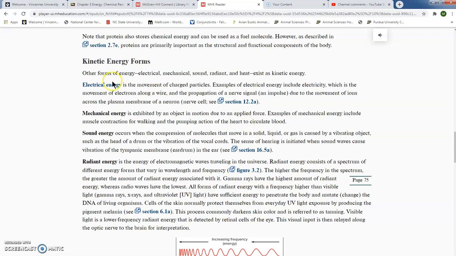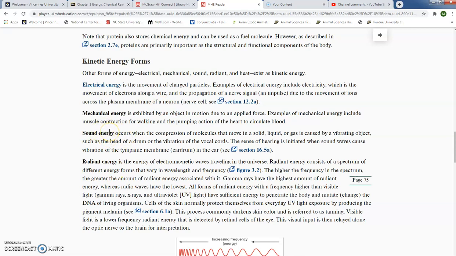We also have electrical energy, which we will talk about. That's the movement of charged particles, and those are ions. Remember, charged particles are ions. So some of the energy that is transferred from chemical energy can be transferred to electrical energy, and that happens mainly in the nervous system when we have a nerve signal being sent from one area of the body to another. And then we also have sound energy.